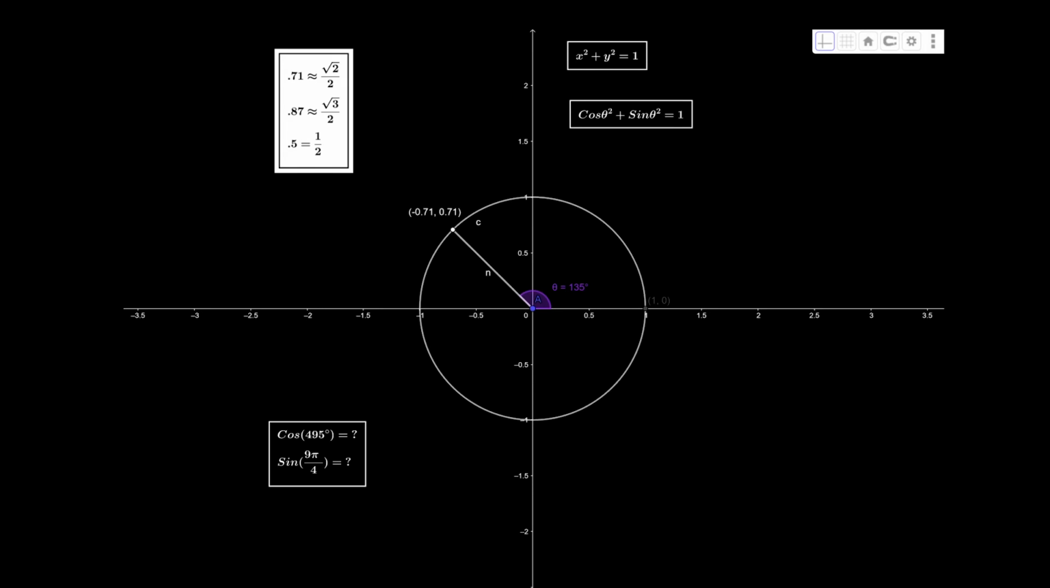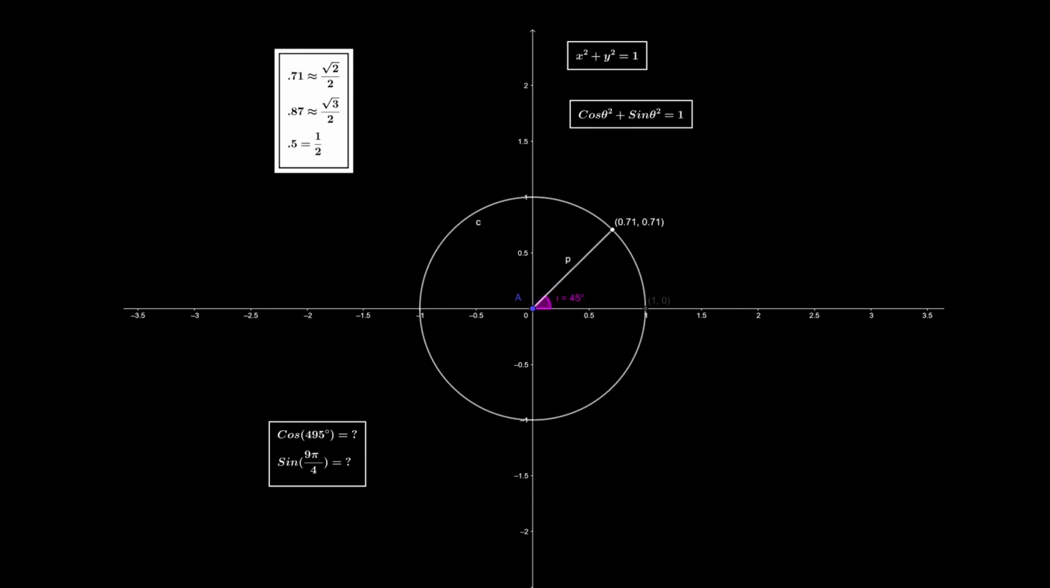Notice how 495 degrees is 135 degrees plus one rotation of 360 degrees. So 495 degrees is 360 plus 135. Therefore, we know that 495 degrees is coterminal with 135 degrees. So what is cosine of 495 degrees? Well, it's the x-coordinate of 135 degrees, since they're coterminal. So cosine of 495 degrees is equal to minus 0.71.